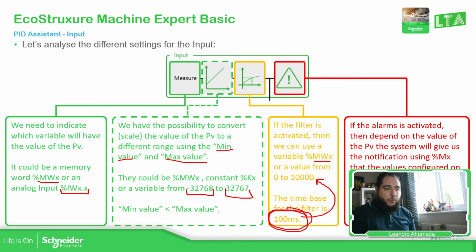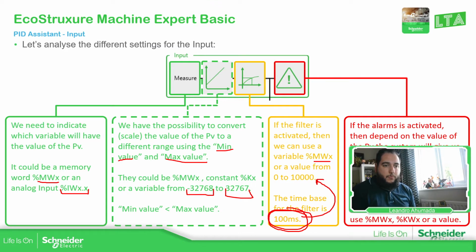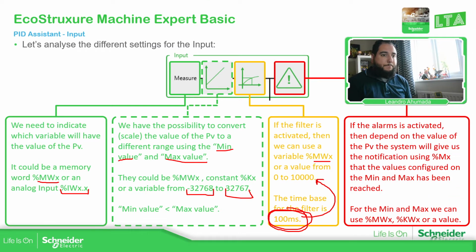Now let's talk about the alarms. So I'm going to put myself right here. All these three options, 1, 2, and 3, are optional. It's not mandatory to use it, but if you use it, it's important to know what all of them are. So here, the alarms, okay?